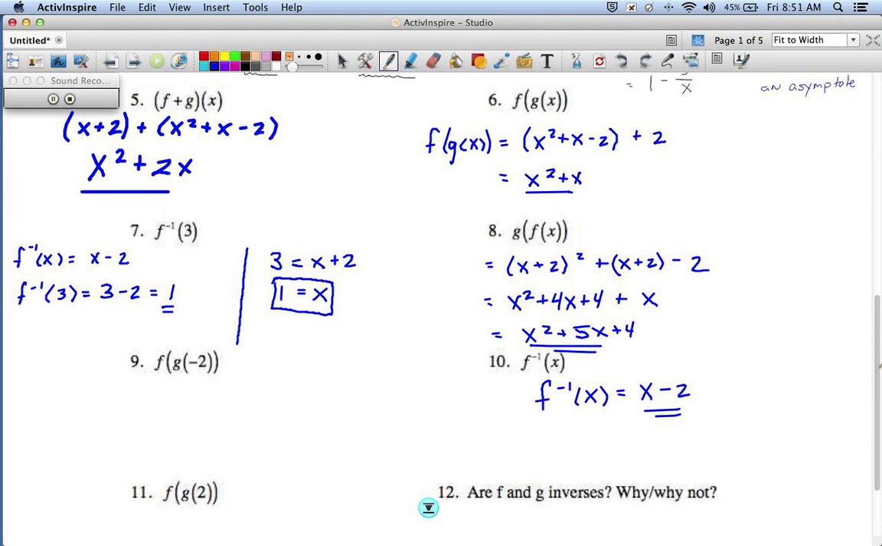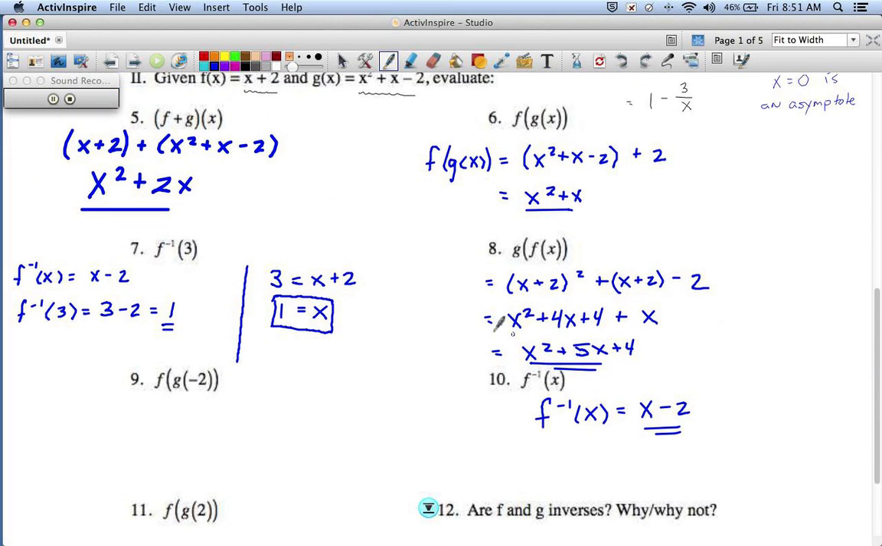I guess I can't scroll down because I need to know what my functions are. So f of g of negative 2, well, first I'll find g of negative 2. G of negative 2 is negative 2 squared plus negative 2 minus 2. Now, many of you forget about parentheses. Negative 2 squared is going to be a positive 4. Minus 2 minus 2, that comes out to a big fat 0.